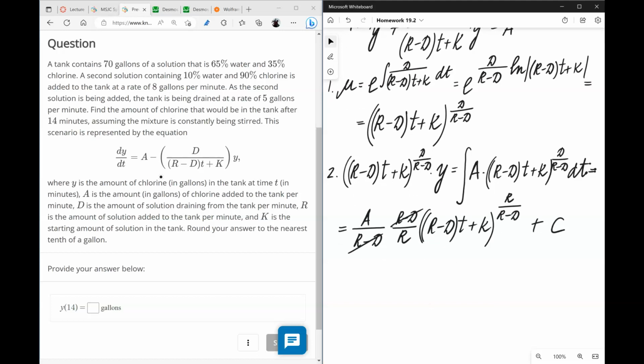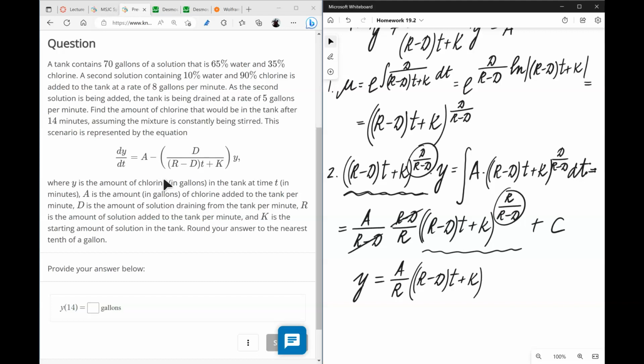And now we're going to isolate y by dividing both sides by this. And here's what we get. We get a over r. Now we're going to take this and divide it by this. But notice how the base is the same, but the exponents are different. So it's going to be r minus d times t plus k to the power this minus this.